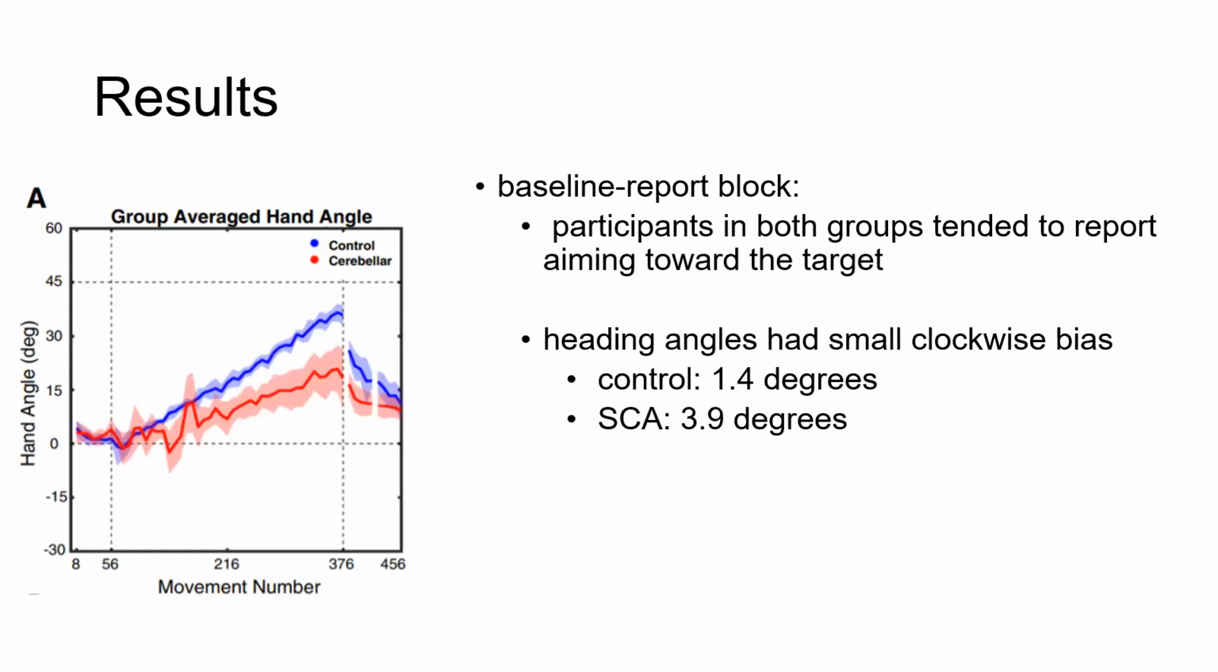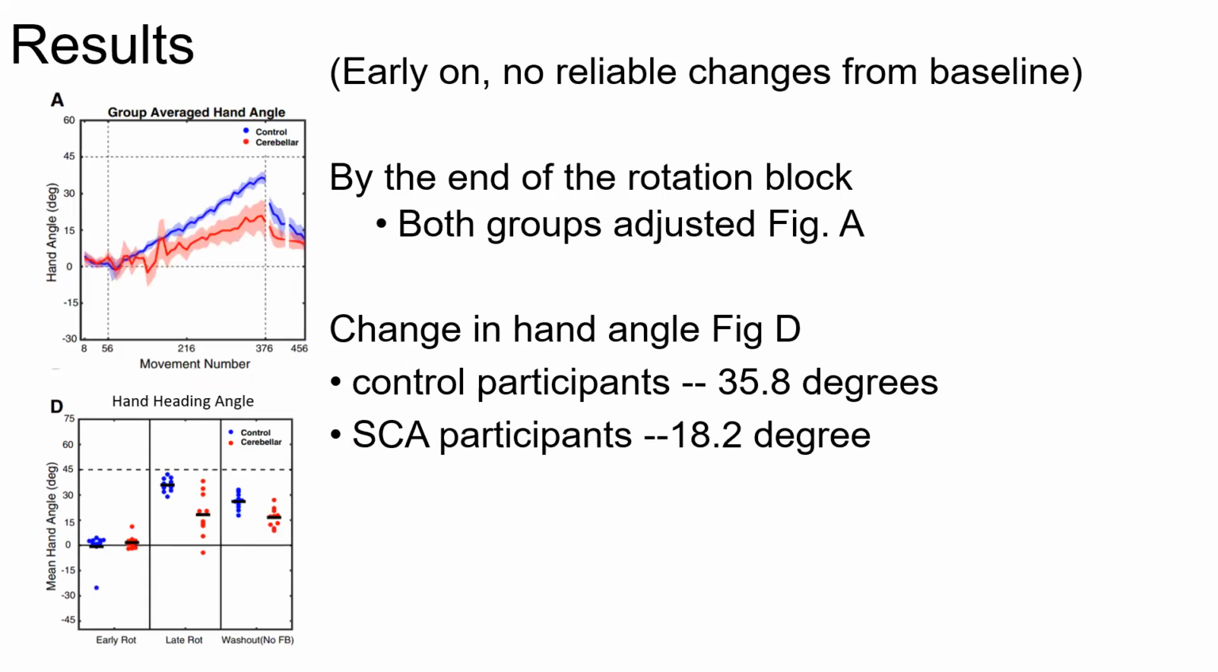As in experiment 1, during the baseline block, both groups had similar performance from movement number 8 to 56, but both groups experienced a small clockwise bias, likely due to using the right hand. Early in the rotation block, we see that for both groups, the small rotational perturbation did not stimulate reliable changes in behavior. However, by the end of the rotation block, both groups did adjust, and this adjustment was much larger in the control group compared to the SCA group.